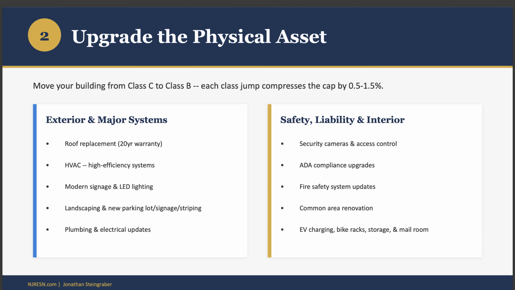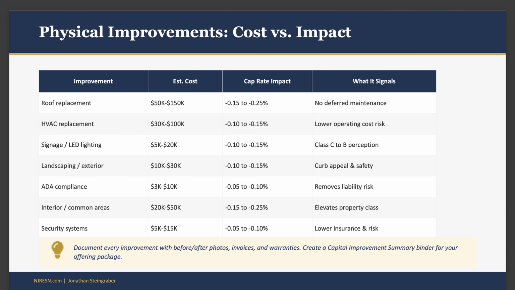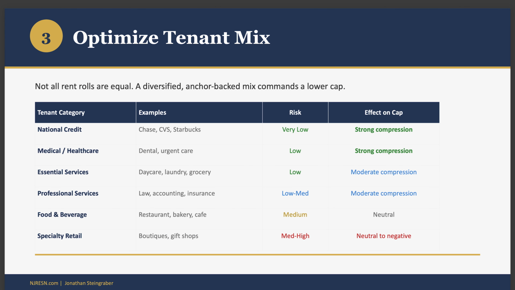Upgrade the physical asset. We don't really need to spend time on this. It makes sense, right? If you put a new roof, you know, people have more predictable income because they don't need to spend money on the capital improvement and they have a 20-year warranty, right? Physical improvements, cost versus impact. It's all broken down for you by cap rate and cost. Obviously, it depends on the building, right?